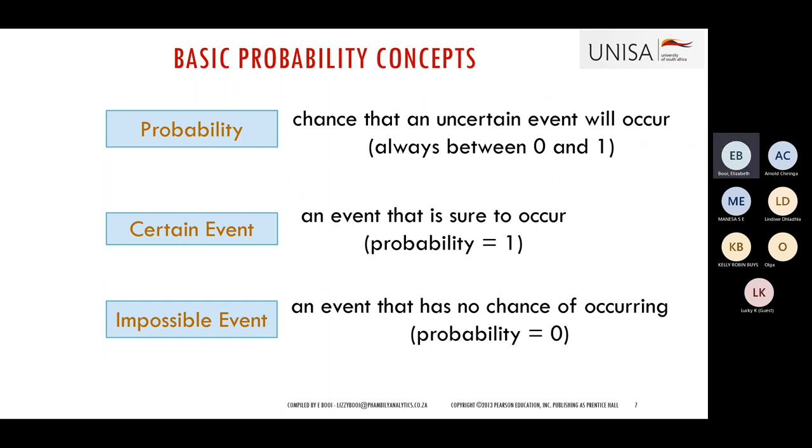And when an event has no chance of occurring, then it will have a probability of 0. And you will see this in terms of mutually exclusive events. So those are events that cannot happen at the same time. For example, you cannot be married and divorced at the same time. So that is an impossible event to happen, right? And it means it will carry a probability of 0.